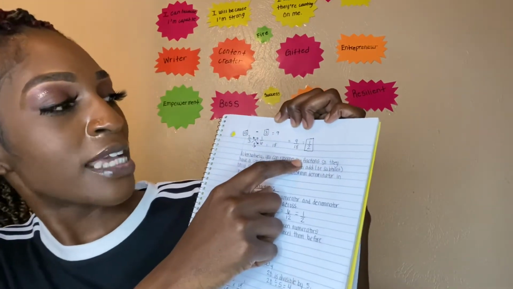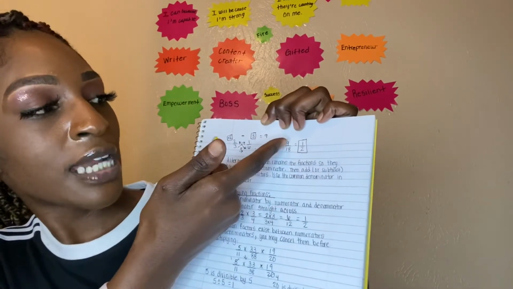And how we get that is because we know that 3 goes into 9. 3 also goes into 18. So we get 1/2. So that's how you do that. Okay, you can rename the fractions so they have a common denominator. Then add or subtract only the numerators. Use the common denominator in your answer.